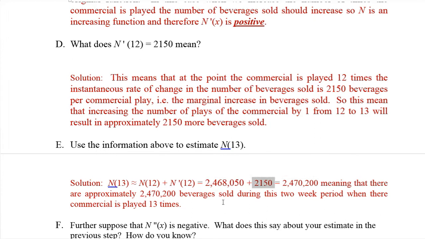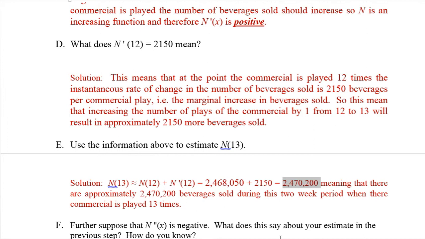Now let's further suppose that N double prime is negative. What can you say about this estimate that we came up with here? Here's our estimate, 2,470,200. What can you say about that estimate, and how do you know? Okay, that's a little bit more challenging. Let me let you stop and think about that one a bit, and then come back when you're ready. Press pause now.